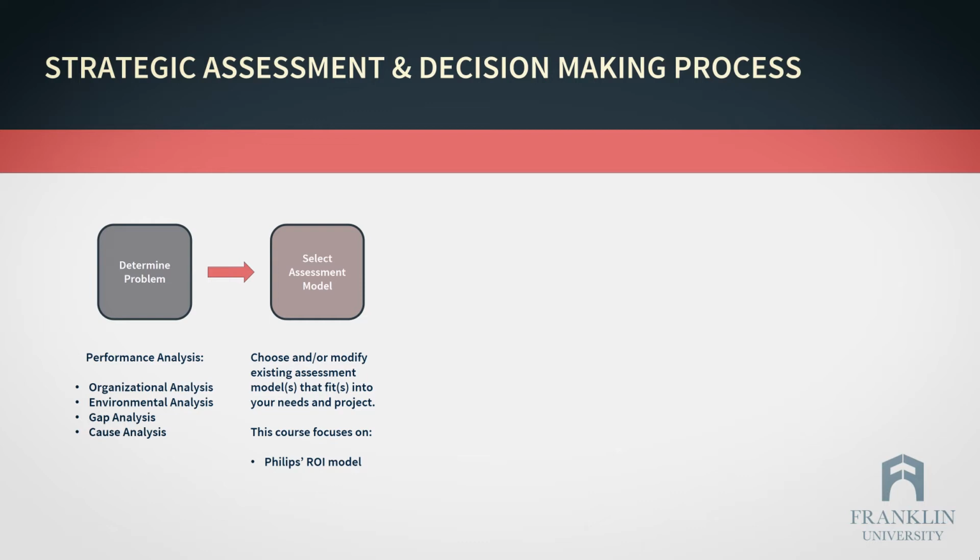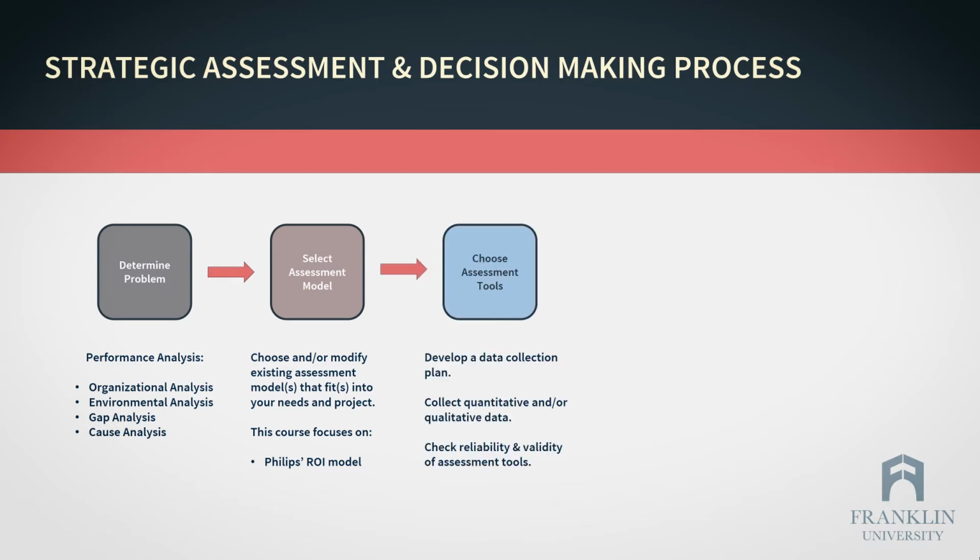Especially in this course, we are talking about summative assessment models. For your case assignment, you will choose any summative assessment model that fits the case. On the other hand, for your own project assignment, you will use the Phillips ROI model to meet the course outcomes. The third phase of the decision-making process is selecting appropriate types of assessment tools to evaluate the training intervention.